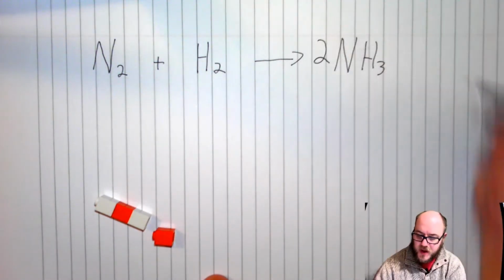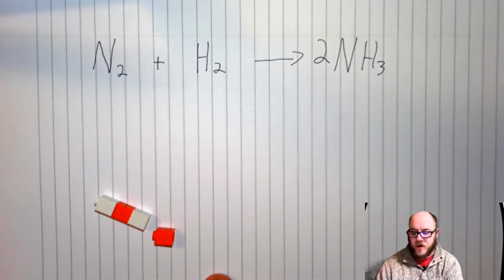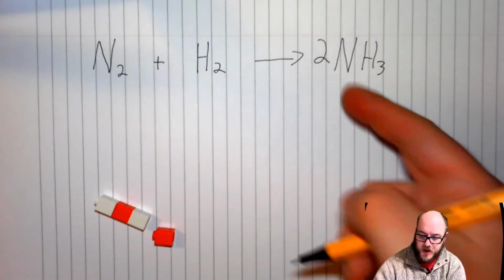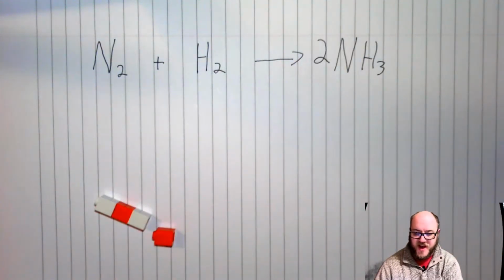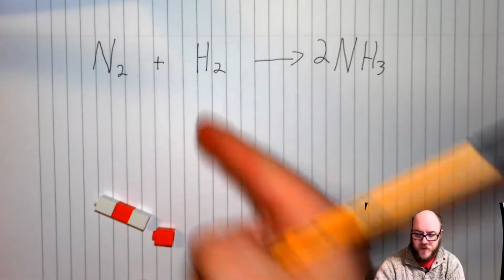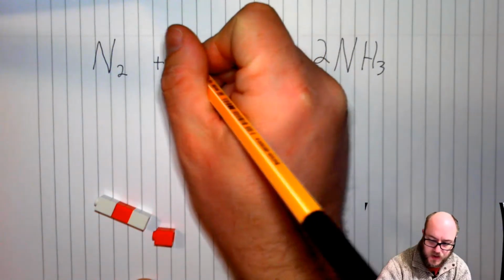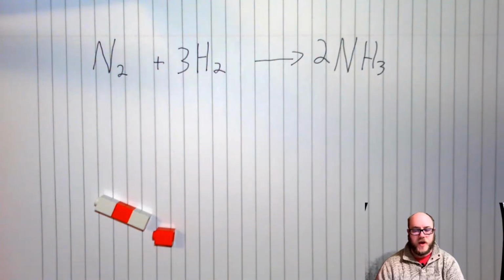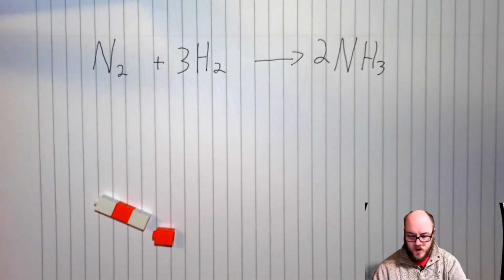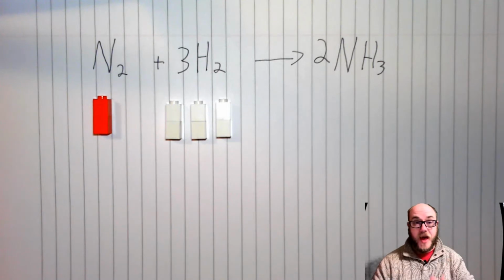So I'm going to make 2 ammonia molecules, 2 NH3. This means I'm going to need 6 hydrogens, and I'm going to need 2 nitrogens. 2 nitrogens I have, that's fine. To make 6 of these, I'm going to need 3 hydrogen molecules. So let's see if that works. Okay, so can I make 2 NH3s from this?